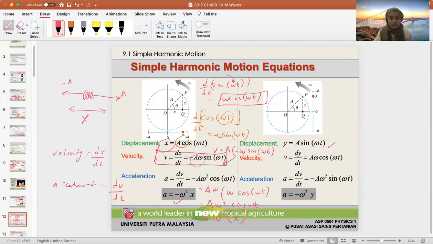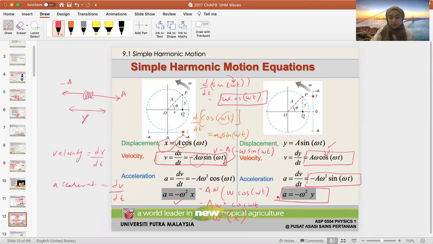Okay. Sama juga macam y. Y juga pun kena differentiate juga. So differentiate sine with respect to t gives me cosine positive. That's why dia tak ada negatif kat sini. Okay, yang lain semua sama. Differentiate cosine with respect to time gives me negative sine. So that is how you get negative here. Okay. Sama juga, equation a is minus omega squared y. Senang cerita hafal je lah. But if you want to derive, boleh juga.